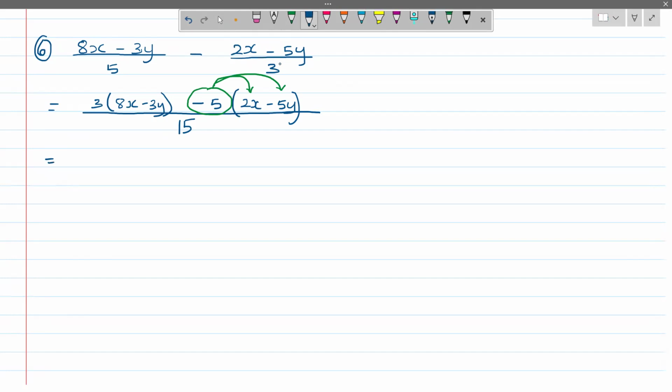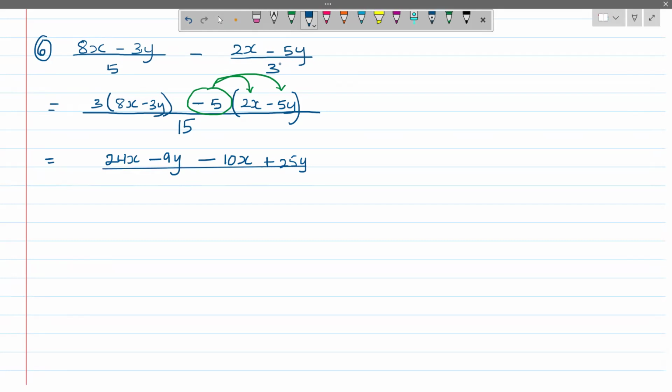So 3 by 8x is going to give me 24x. 3 by negative 3y, a positive by a negative is a negative. 3 by 3 is 9, and we're going to get y. Then we're doing a negative by a positive is a negative. 5 by 2 is going to give me 10x. A negative by negative is a positive. 5 by 5 is 25. Y.